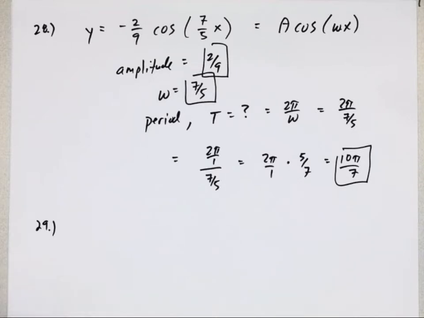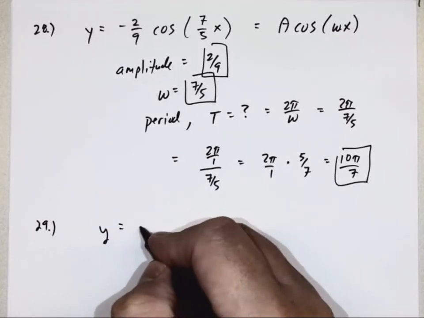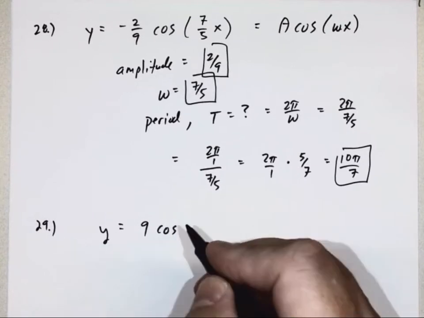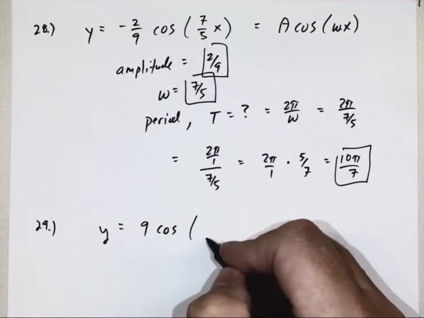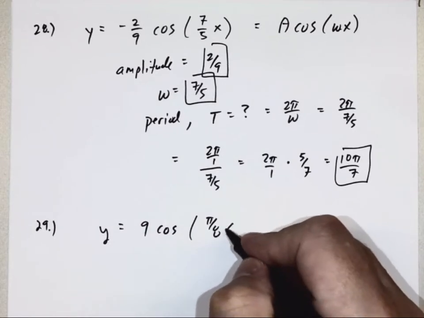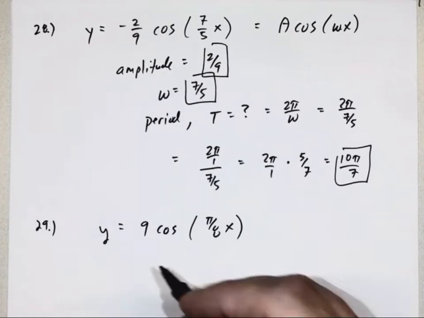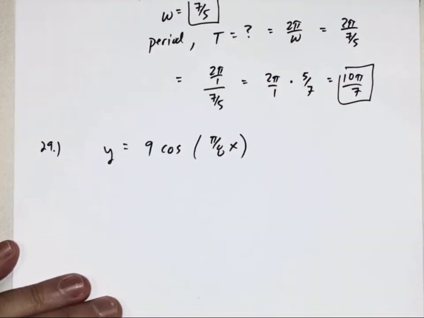29 is, they give you another trig function, and then they give you 4 possible graphs. Now before we look at the graphs, let's go ahead and just figure out some information about this, almost like we did the problem before.